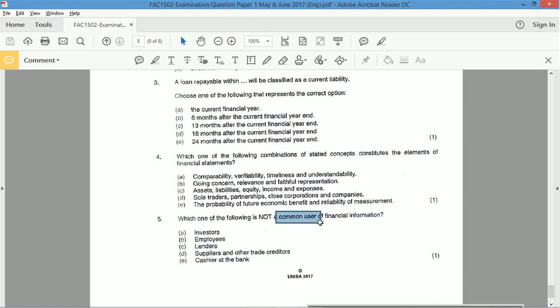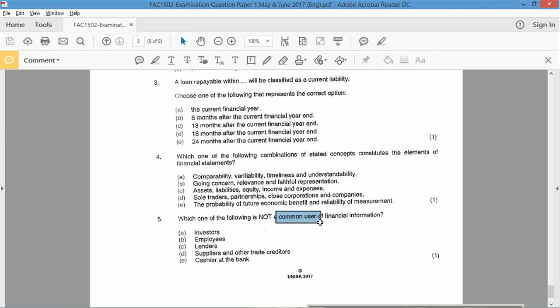Well, how detailed are they going to go here? That's the big thing. Yes, you get different levels of employees, more senior and more junior, and different users will be using the statements for different reasons. Maybe just to check it here: on page 8, users of financial information. Investors is there, employees is there, lenders is there, suppliers is there, customers is there, government agencies, public is there. Notice, cashier at the bank, not a typical user.